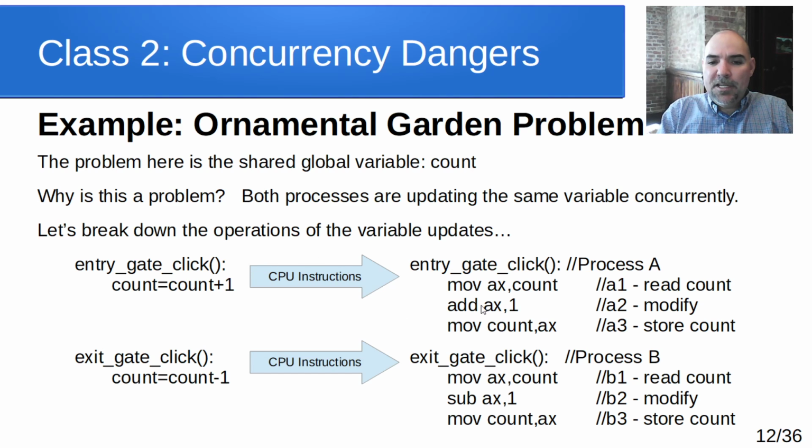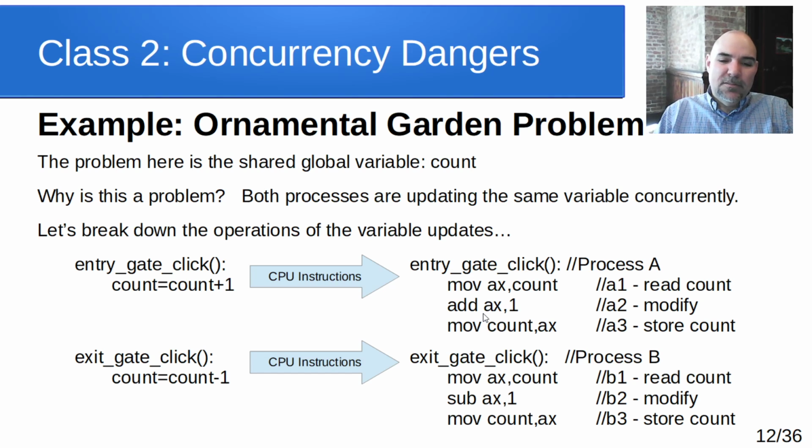If you were to look at the machine code of that, it might say pick up the count variable, put it in a register, add 1 to that register, and then store it back into the variable. In other words, read the count, modify the variable, store it back into memory. That has to happen in those multiple steps: fetch the data, modify it, restore it. And that's happening on both the entry gate and the exit gate. So process B is doing the same thing. It's just subtracting when it modifies it rather than adding.